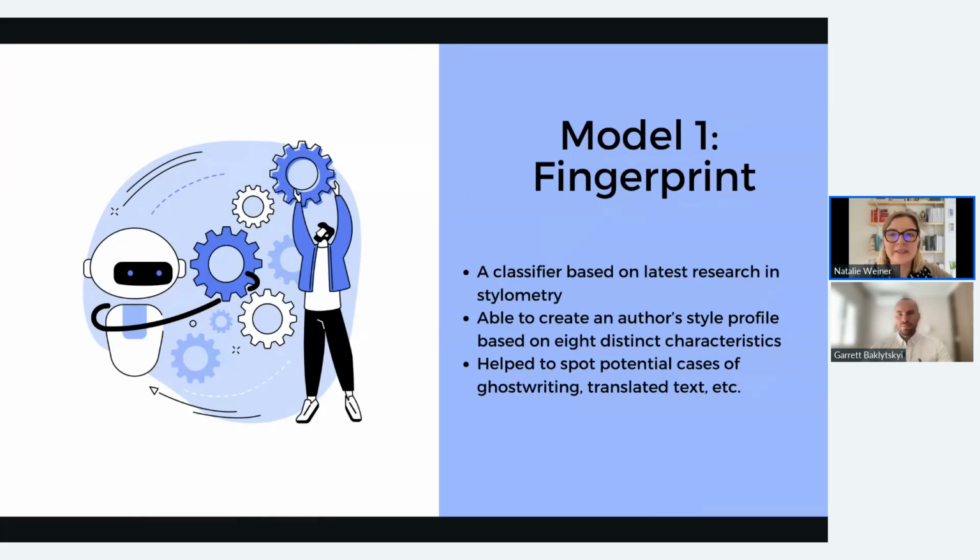First of all, when the ChatGPT crisis rolled out, we immediately thought of our already existing tool called Fingerprint. This is essentially a style detector or authorship verification feature that we have had for a while now. It is based on the latest research in stylometry, and it uses the user's input data, for example, academic papers. So it has to learn first.